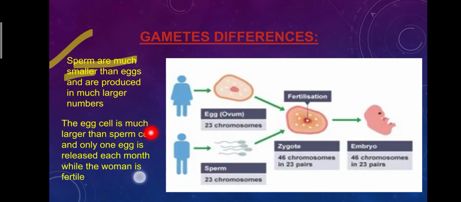The egg cell is much larger than sperm cells and only one egg is released each month while the woman is fertile. So sperm are produced in larger numbers while only one egg is produced from the female body when the female is fertile. And this one egg fuses with the sperm and the process of fertilization starts. So sperm are much smaller as compared to the eggs, and the egg cell is larger than the sperm cells.